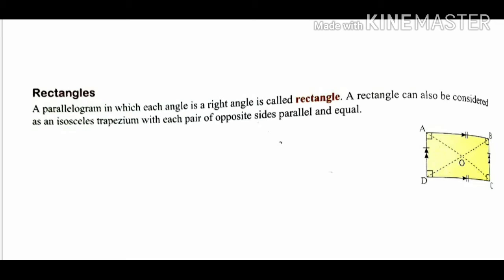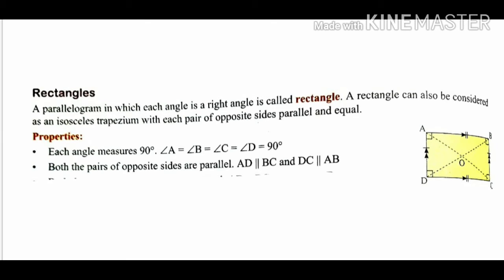A rectangle can also be considered as an isosceles trapezium, which you already studied in our last lecture, in which each pair of opposite sides is parallel and equal. If you look at the properties here, each angle measures 90 degrees in the rectangle. Like if you see the figure, angle A, angle B, angle C, angle D are 90 degrees.